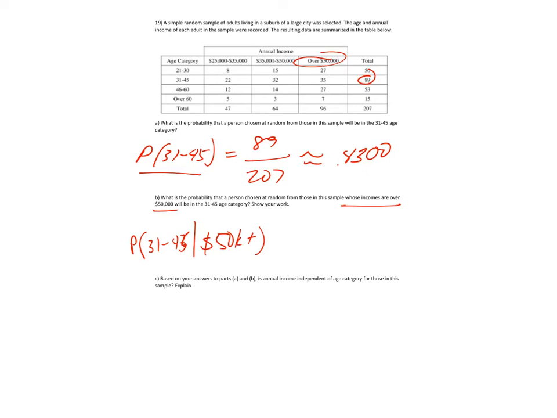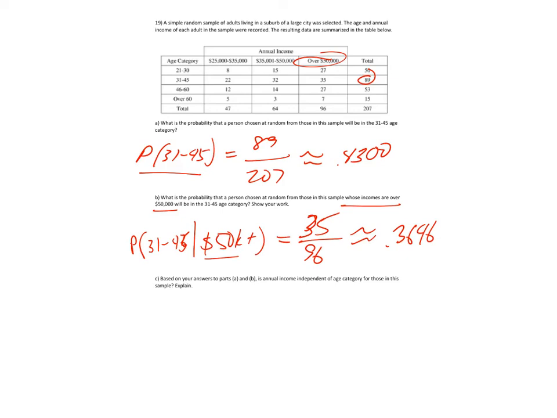So again, when we read this, what is the probability that a person chosen at random from those in this sample whose incomes are over 50,000? So that just tells us, that means we're talking about the 96 people who are over 50,000. So that's the given 50,000 plus. How many are in that age category? And that is 35. So 35 out of 96 means that about 0.3646 is the probability that somebody is 31 to 45 given that they're in that income bracket in this case.